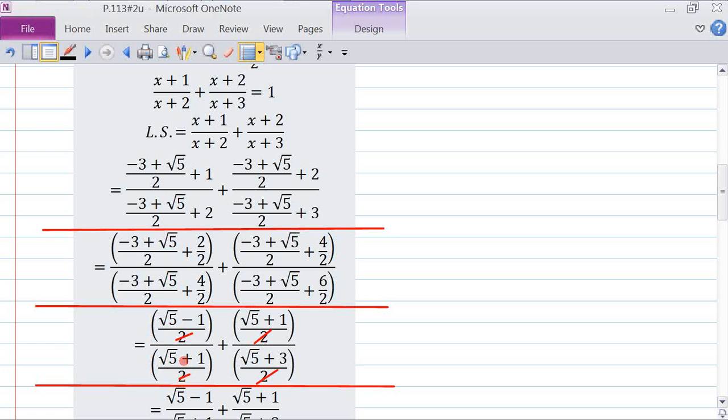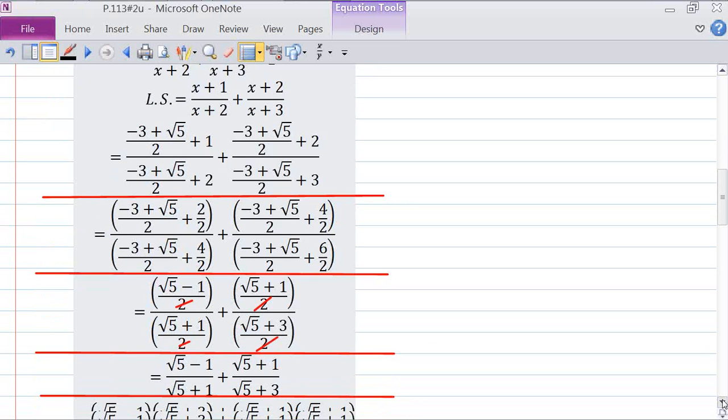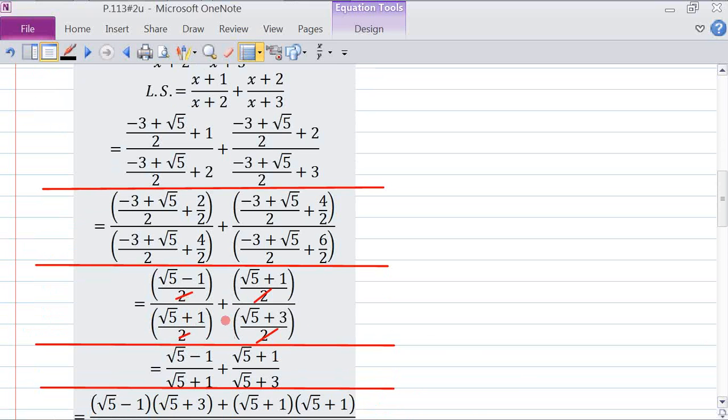But I'm allowed to cancel the denominator here with the denominator here and cancel this denominator here with this denominator here. So now that simplifies. I'm not canceling this with this. I'm canceling this because it's the same as this. I can what we call invert and multiply, but when I have the same denominator, I can just use the numerator here and the numerator here and come out with this.